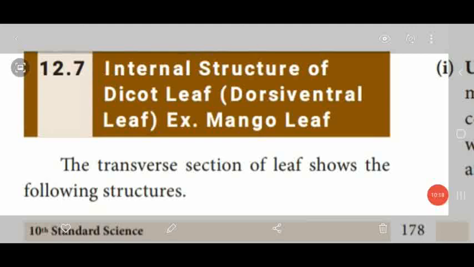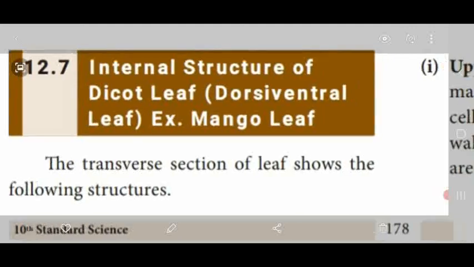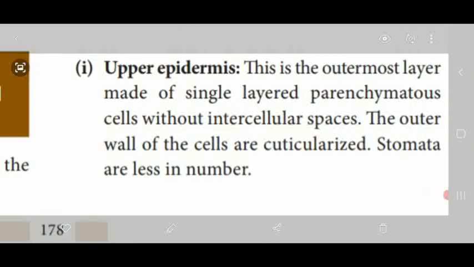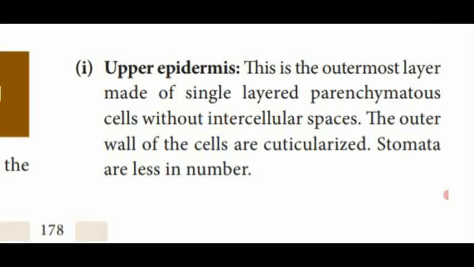Dear students, next one, the internal structure of dicot leaf. Example, mango leaf. The dicot leaf shows the following regions. First one is the epidermis, like root and stem. Leaf is also made up of the outermost layer called epidermis. But here in dicot leaf, epidermis is differentiated into two: one is the upper epidermis and the other is the lower epidermis.